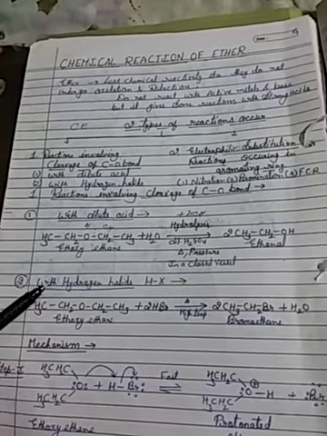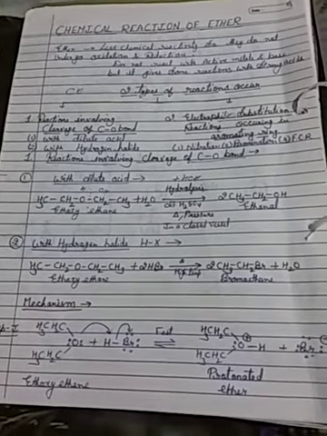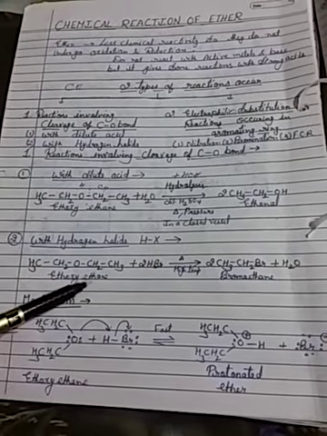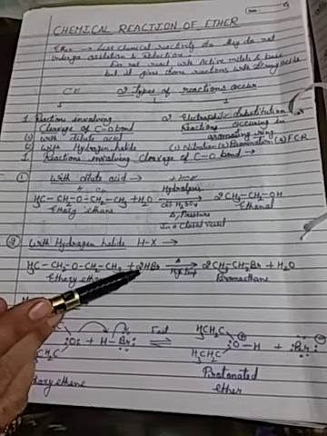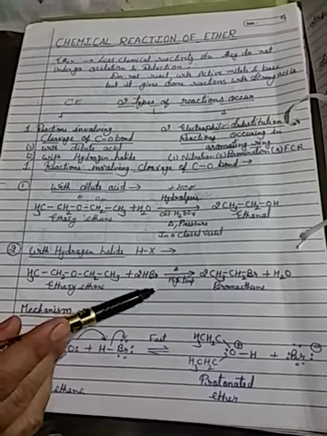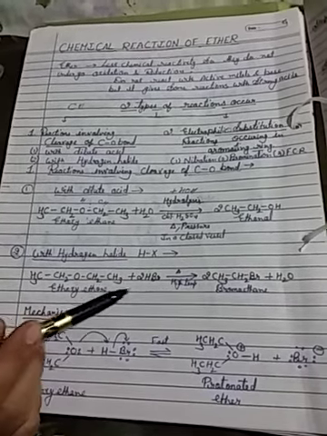Second is the reaction with hydrogen halide. Ether reacts with hydrogen halide, and we take the example of ether, ethoxyethane. For the hydrogen halide, we take HBr, with Br in the place of X. At high temperature, both react.